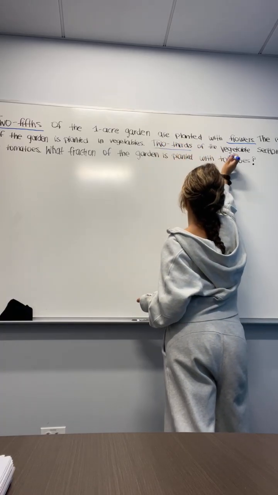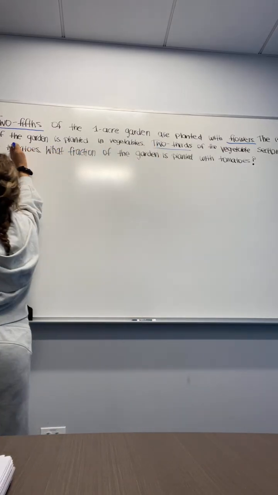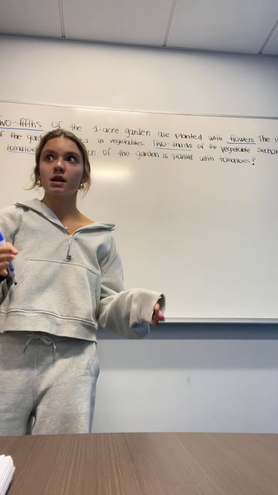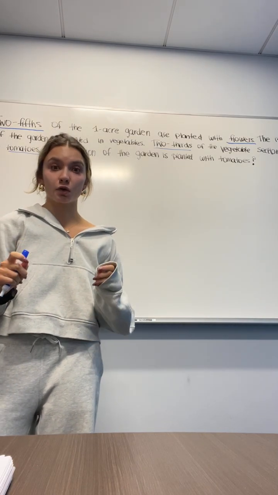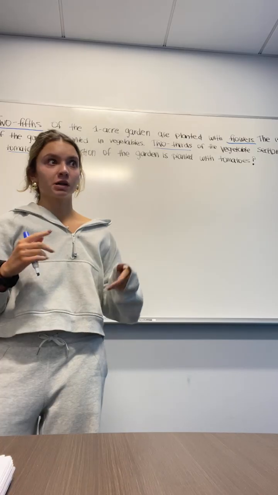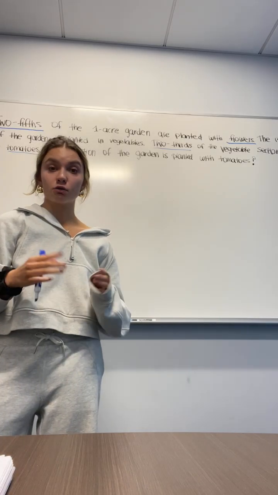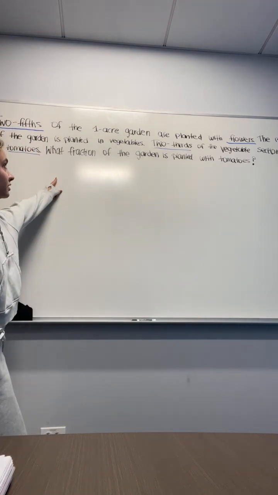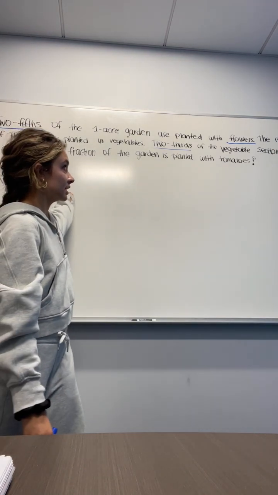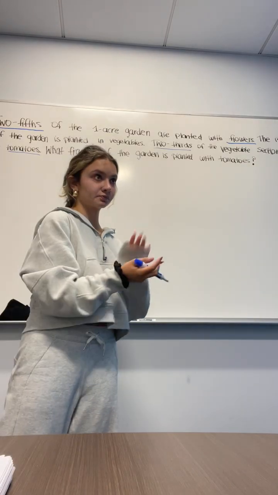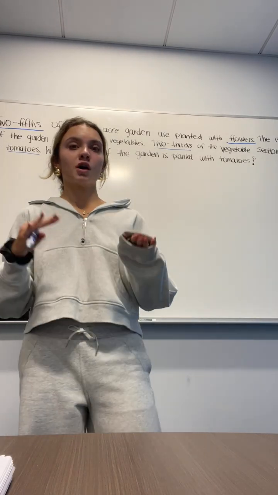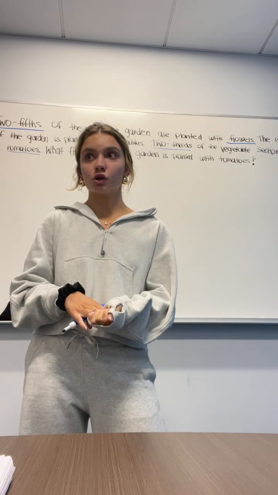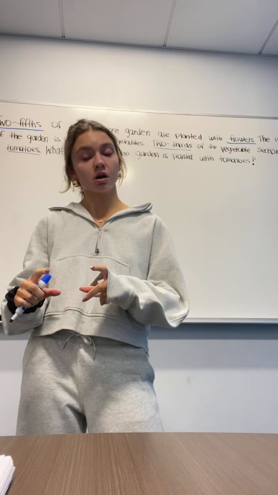So 2/3 is tomatoes. And now we want to circle back to what exactly we are looking for in this problem, which typically is the sentence that ends in a question mark. So that would be our last sentence. It says, what fraction of the garden is planted with tomatoes? So let's review. Fraction is a part of a whole, right? So we're looking for that missing part.